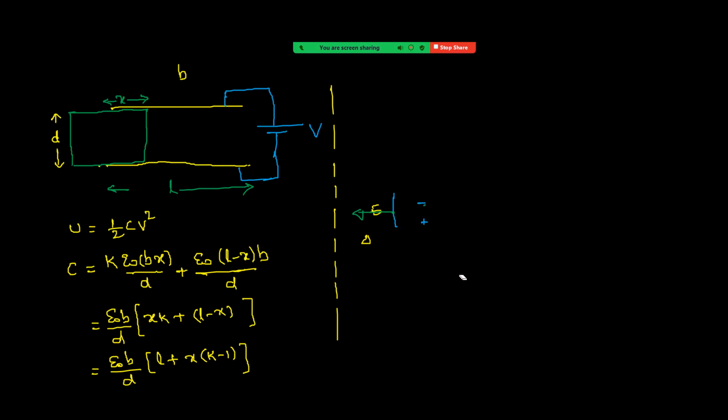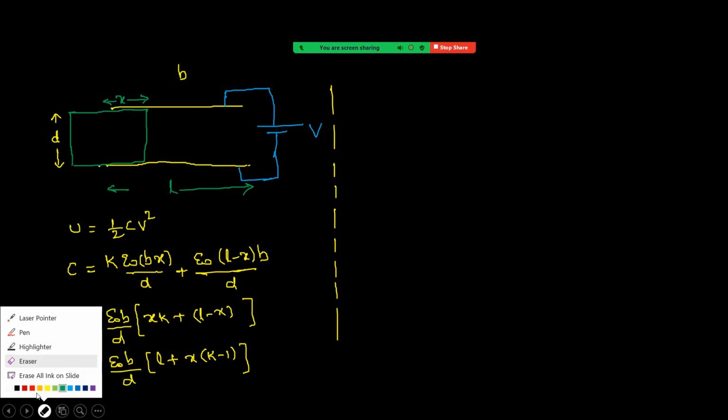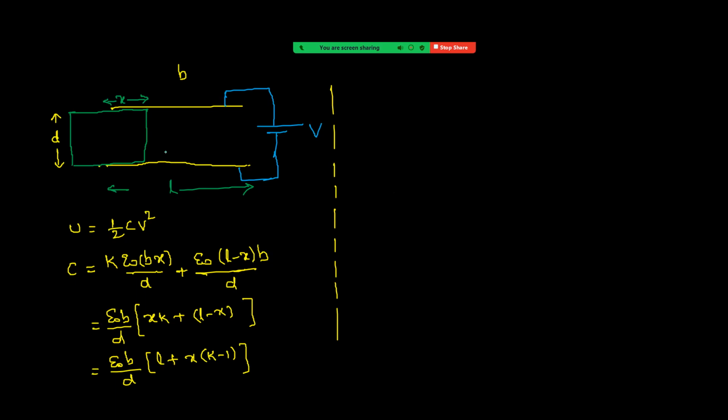Right, let us see how to get that force. When the dielectric is moving into the capacitor, we have seen that the capacitance is increasing. When capacitance is increasing, the potential energy of the system increases. Here, potential energy means we are taking the dielectric and capacitor as a system. For that system, potential energy is increasing because the dielectric is moving into the capacitor.